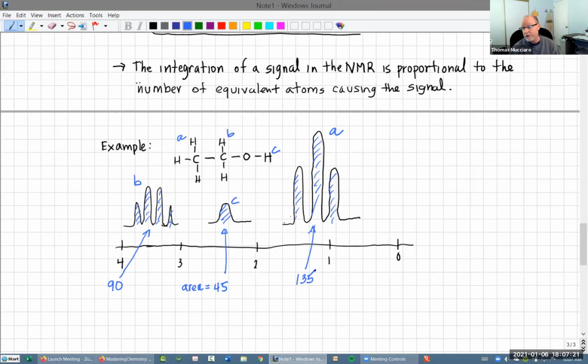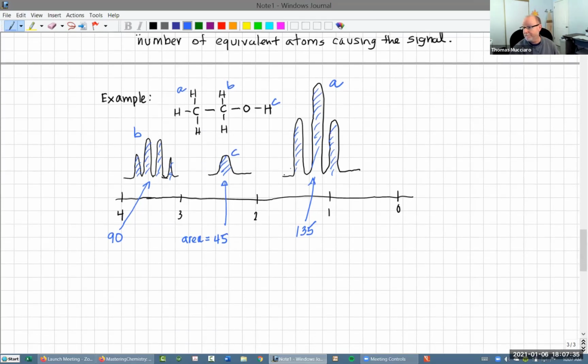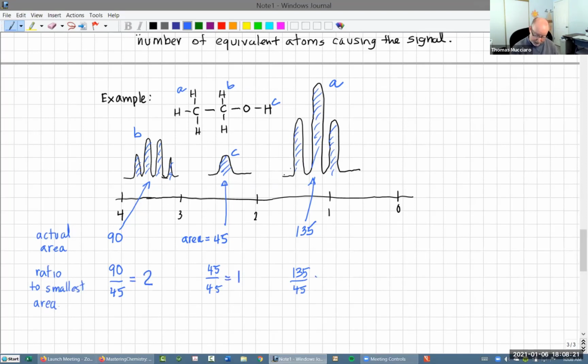Now you're looking and saying, what does that mean? Those numbers are off the wall. Those are just how you measure the area. But what's important is the ratio of those areas, okay? That makes sense? So in other words, what we do is we find the smallest one, which is 45, and we divide them. So do you see that's a ratio then? So this one, for example, is 2. This one is 1. This one is 3. Do you see? So those ratios give the ratios of the number of equivalent hydrogens.